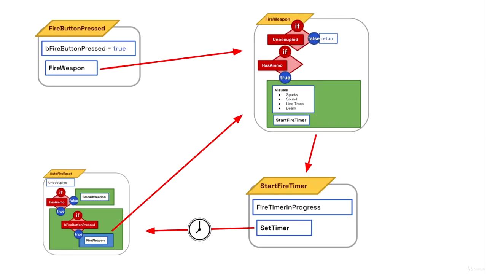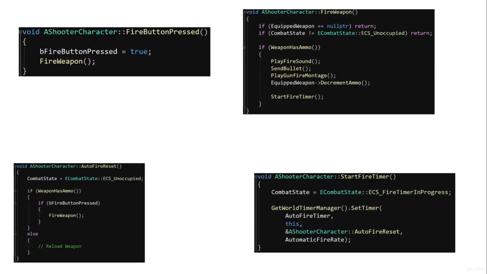So once again, here's the plan that we just implemented. And here's what it looks like with our C++ code. We now have our fire button pressed function, which sets B fire button pressed to true and calls fire weapon. Next, fire weapon will check our state to see if we're unoccupied, otherwise return, and then check to see if we have ammo, do all the visuals like play fire sound, send the bullet which performs the trace and creates the beam, we play the gunfire montage, and we decrement ammo. Then we start the fire timer. The start fire timer function sets the combat state to ECS fire timer in progress and actually sets the timer.